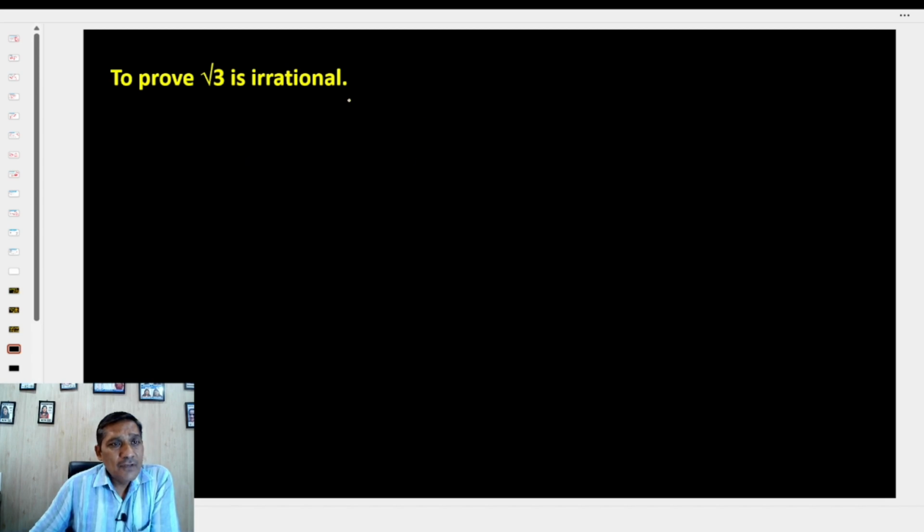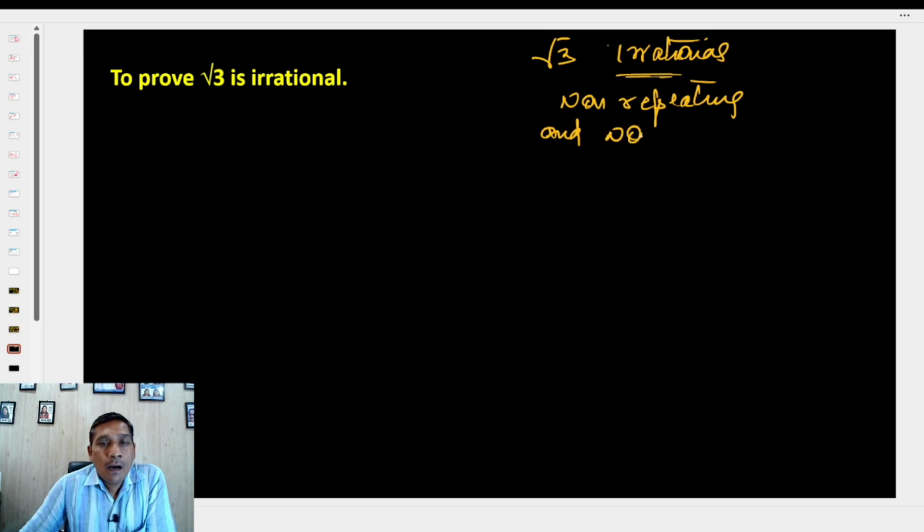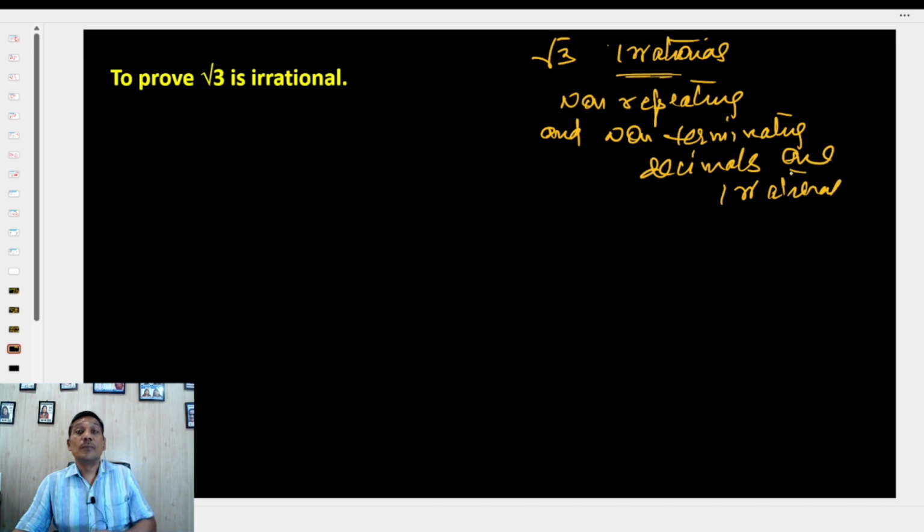Now, I've discussed already what numbers are irrational. You know by now what numbers are irrational. Those numbers which are non-repeating and non-terminating decimals are irrational. I've discussed this all with you in the previous video.